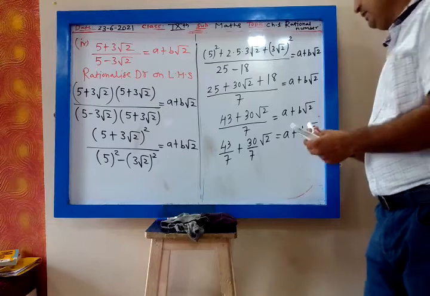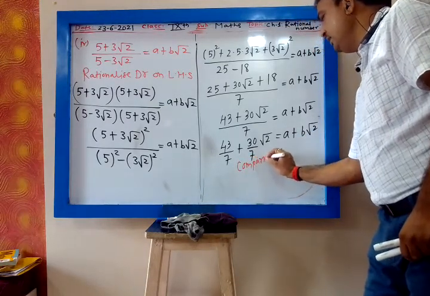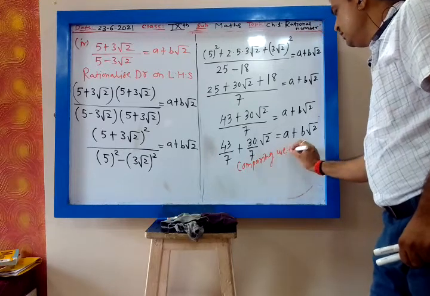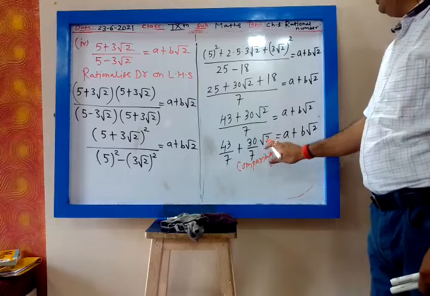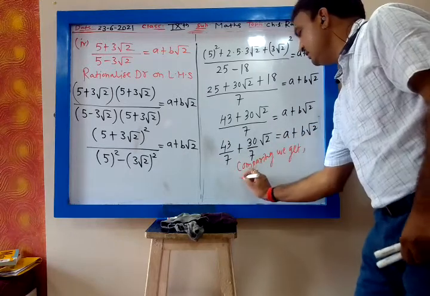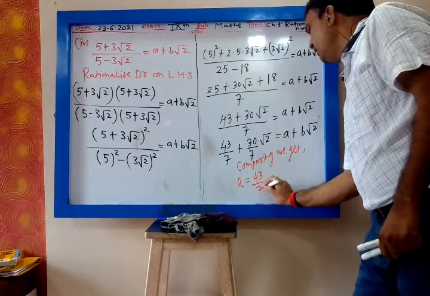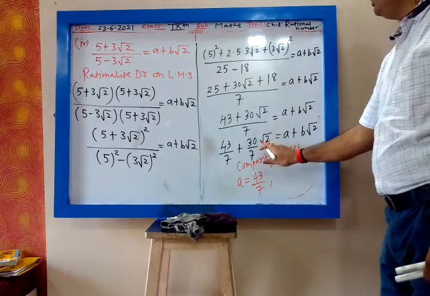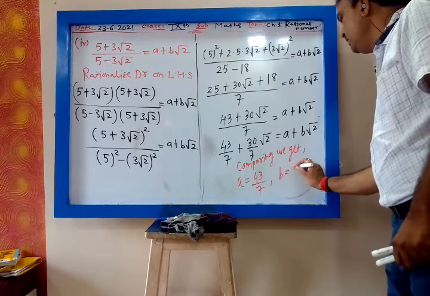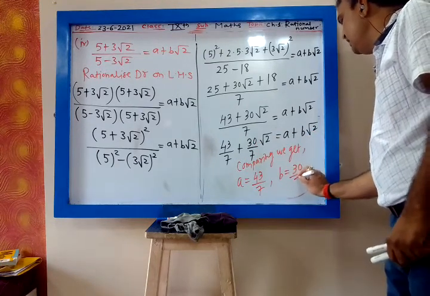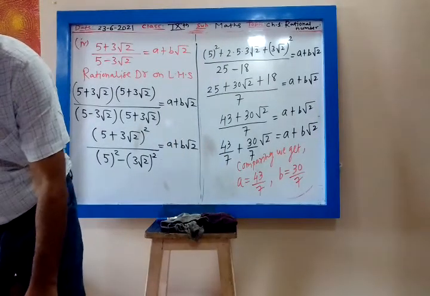Now, comparing, we get: the constant term is a and the constant term is 43 by 7, so a is equal to 43 by 7. The coefficient of root 2 is 30 by 7, and the coefficient of root 2 is b, so b is equal to 30 by 7, and this is the final answer. Clear? This is the final answer.